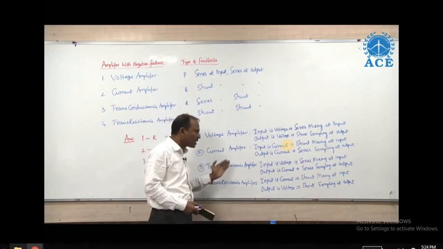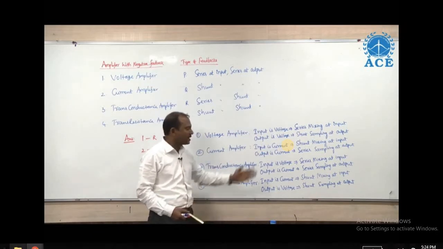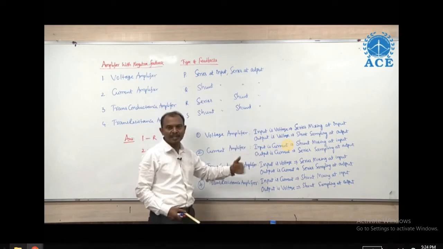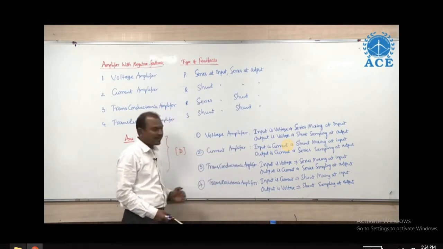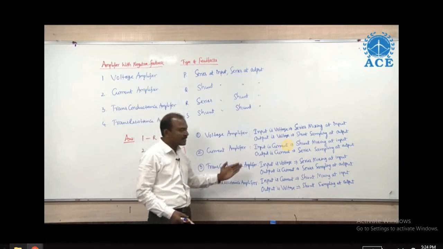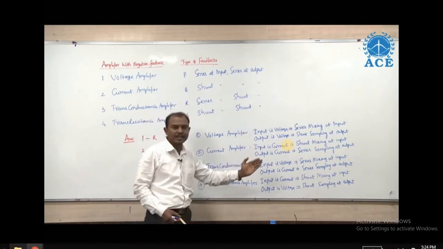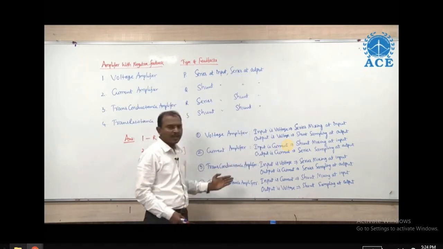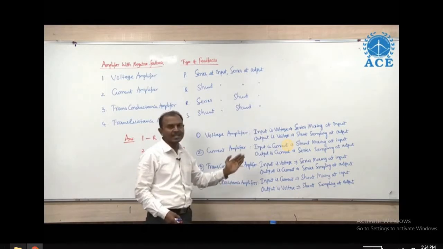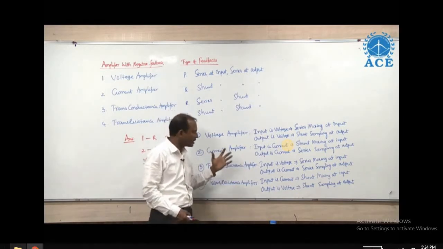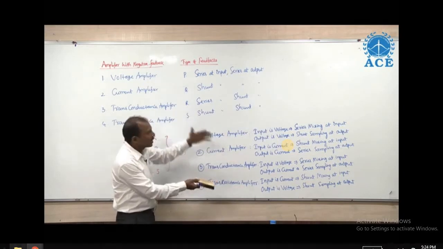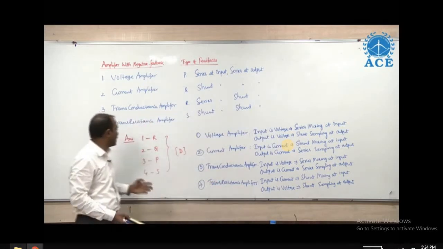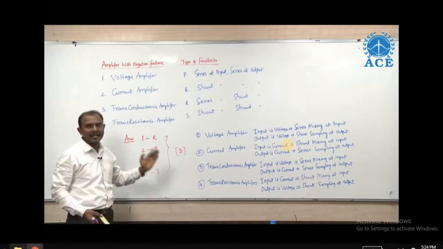Since output is current in a transconductance amplifier, series sampling is implemented at the output side. Then finally, in a transresistance amplifier, input is current, hence shunt mixing is required at the input side, and output is voltage, therefore shunt sampling is required at the output side. As a result, by considering all these discussions, we can conclude that option D is correct.